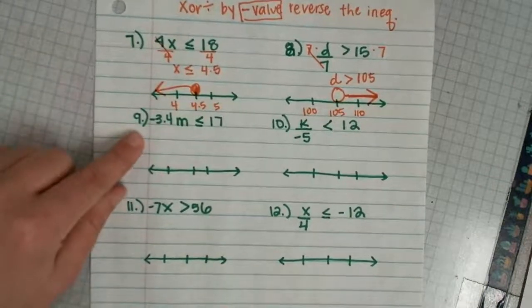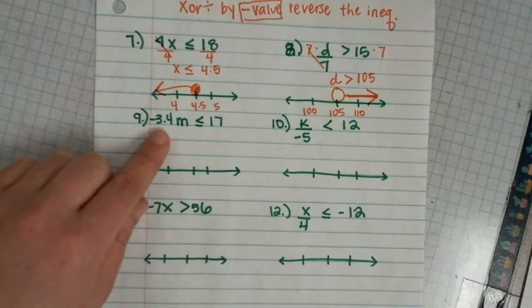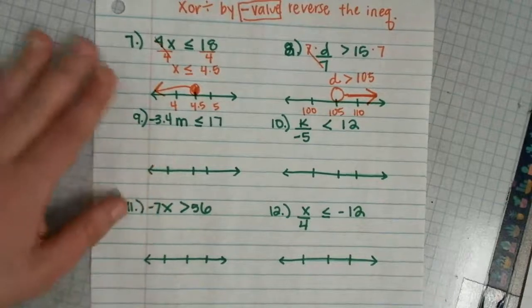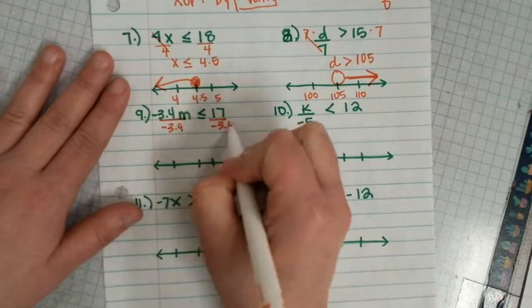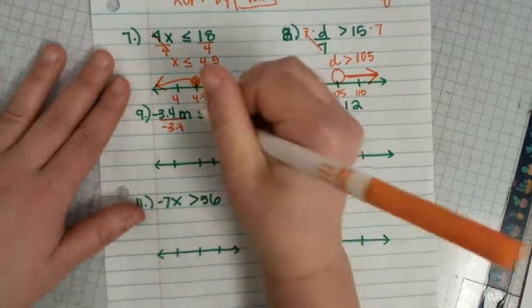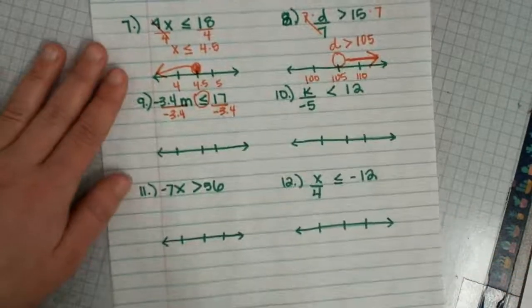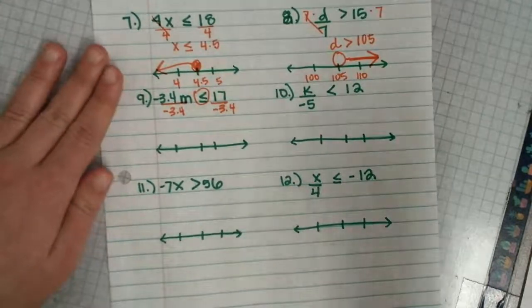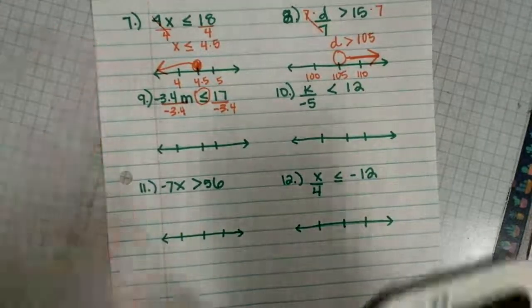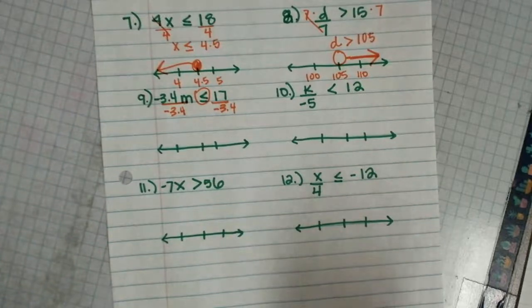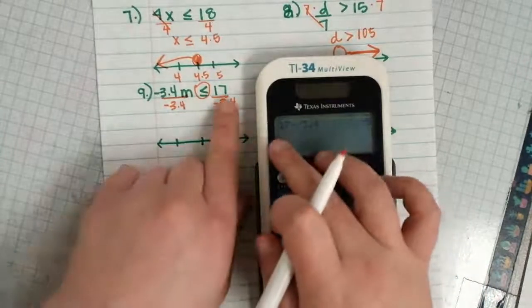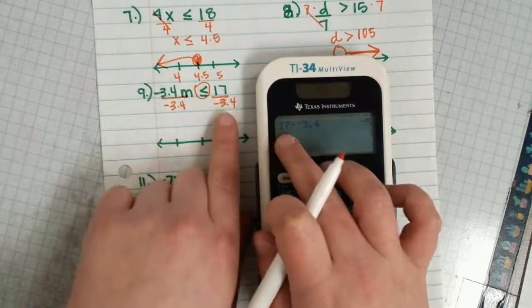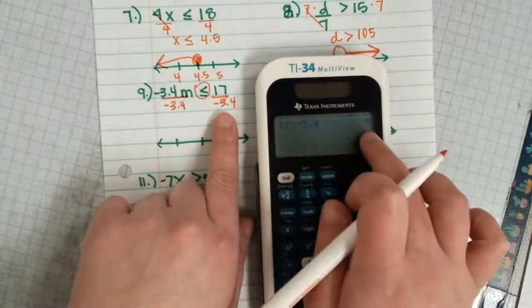Number 9 is one where it gets tricky because I have a negative 3.4n that I'm going to have to be dividing by. So I'm going to divide by negative 3.4. And what I like to do when I'm dividing by negatives is circle this symbol because that reminds me that I'm going to have to flip it. So 17 divided by negative 3.4. What happens is this 17 was positive, and when I divide it by a negative, the sign is going to change.